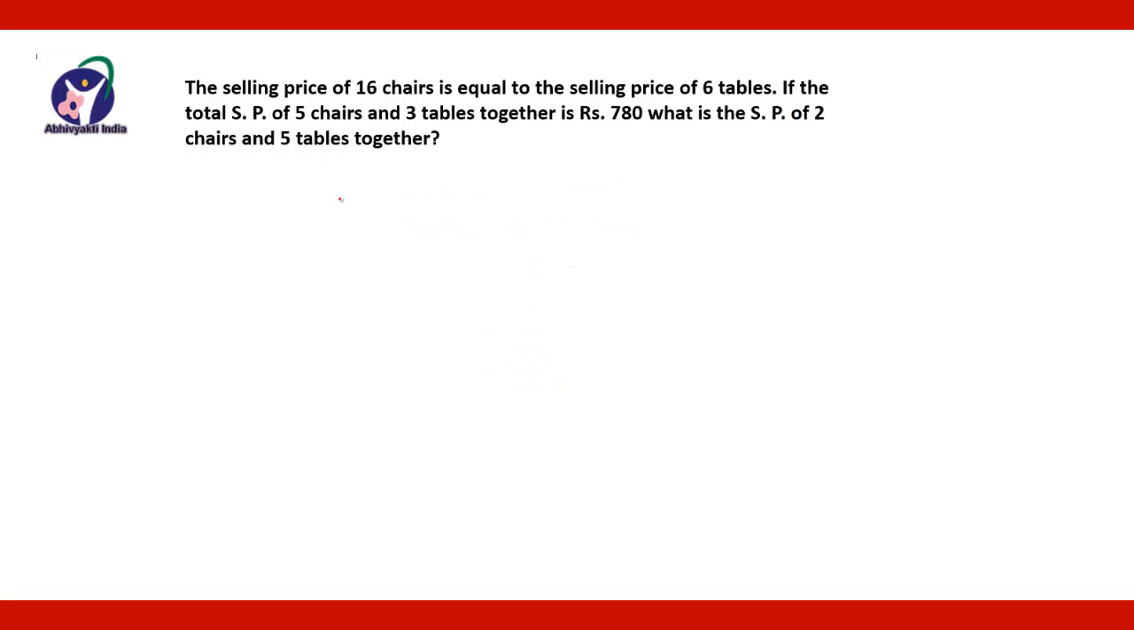The next question is, the selling price of 16 chairs is equal to the selling price of 6 tables. If the selling price of 5 chairs and 3 tables together is rupees 780, what is the selling price of 2 chairs and 5 tables together? Here the ratio of chair to the table is 16 is to 6. It means it is 8 is to 3.